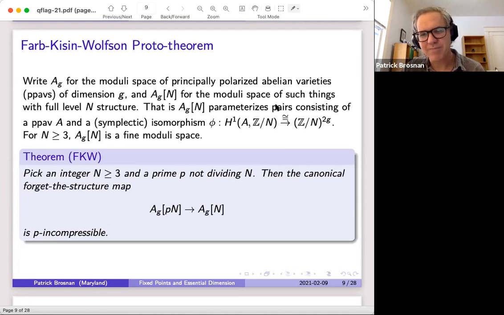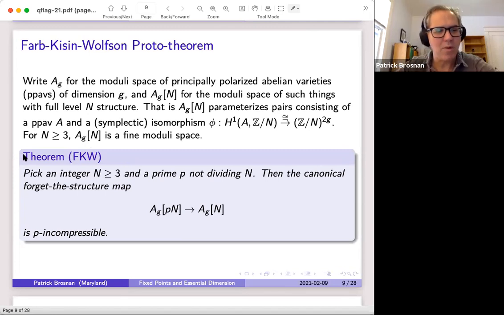Okay, and I hid a few lies in here. If you have a principal polarization, you get a symplectic form on this H_1 group after you pick a primitive n-th root of unity. So let's say we pick the root of unity, and then you can just fix any symplectic form on (Z mod n)^{2g}. That's the meaning of this isomorphism. For n bigger than or equal to 3, A_g[n] is a fine moduli space. Otherwise, it's not a great idea to think of A_g[n] that way; you should think of the stack. But if n is bigger than or equal to 3, that stack and the moduli space are the same.